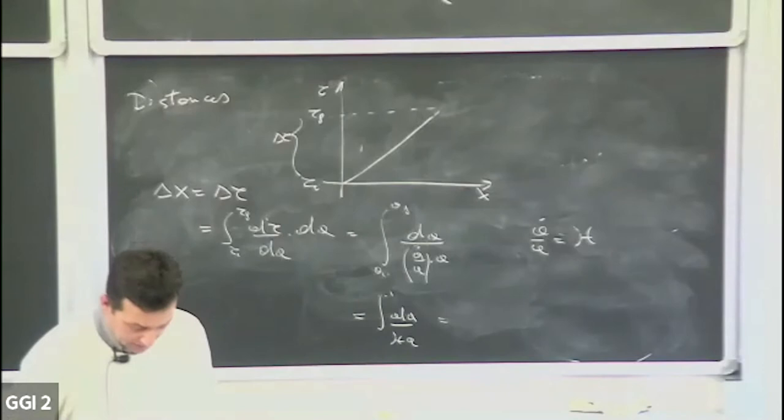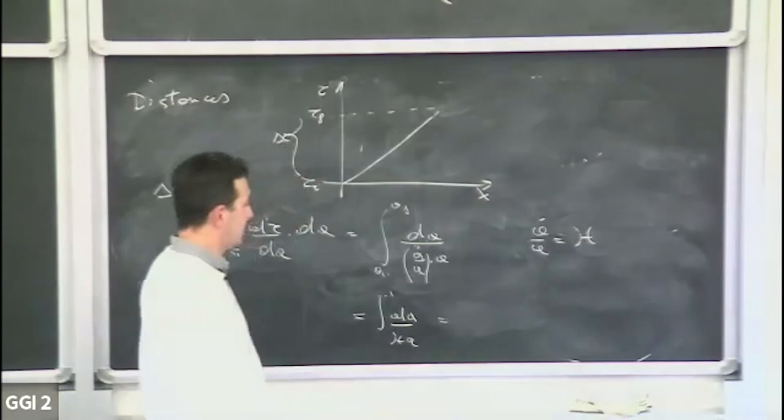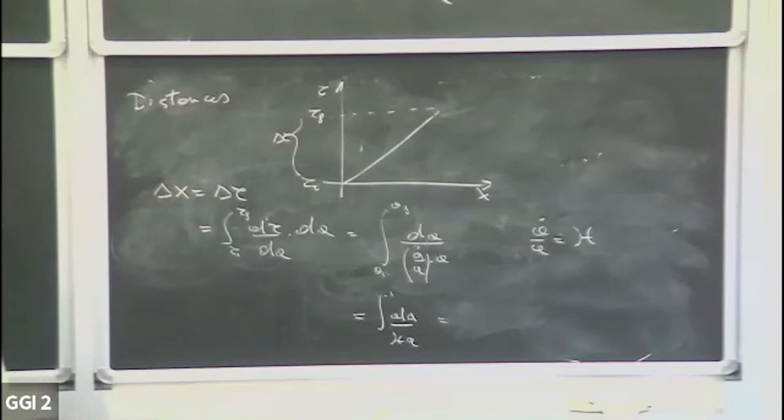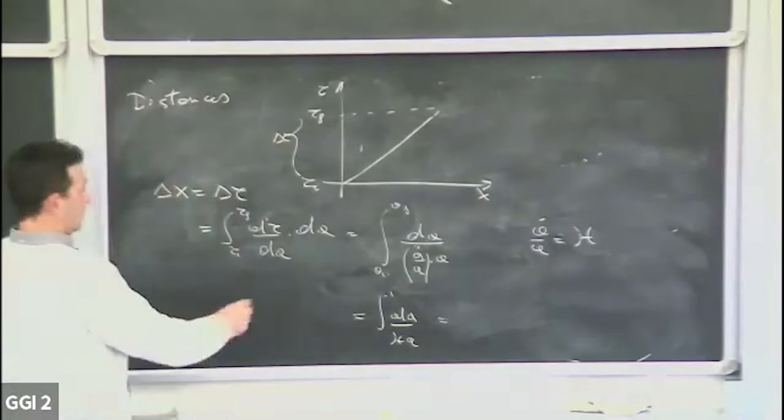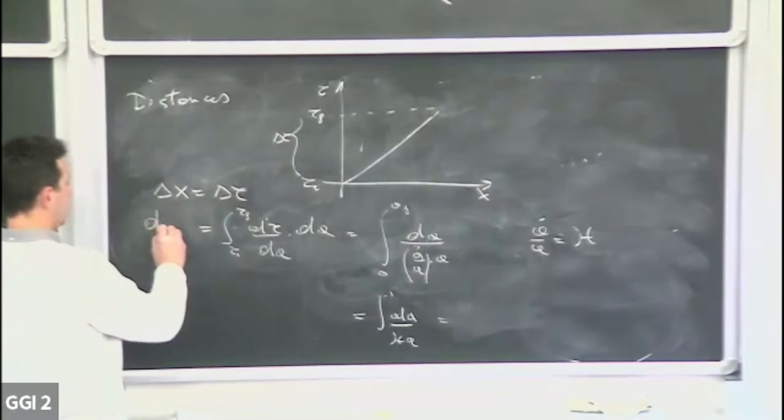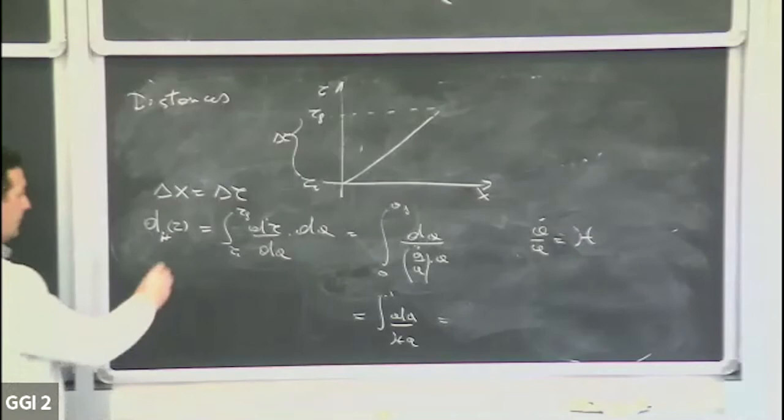Now the question is, what is the maximum distance that a light ray has traveled from, say, a equal to zero, say the Big Bang, up to today? You just take a initial to zero, and you call it the particle horizon.